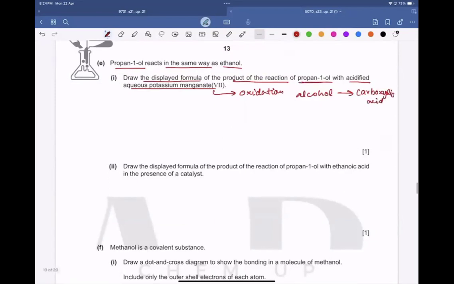So if it's propan-1-ol, how many carbons does it have? 3 carbons containing alcohol. So it means we have to make the displayed formula of a 3 carbon containing propanoic acid, meaning carboxylic acid. So on the terminal carbon, I make the functional group carboxylic acid. This carbon is going to have 2 hydrogens and this carbon is going to have 3 hydrogens. Is this understandable to all of you?